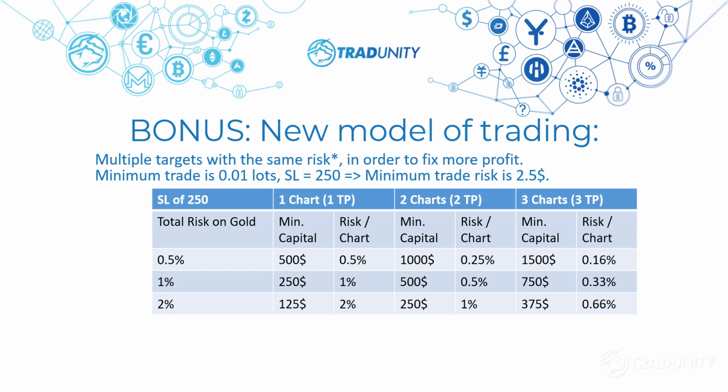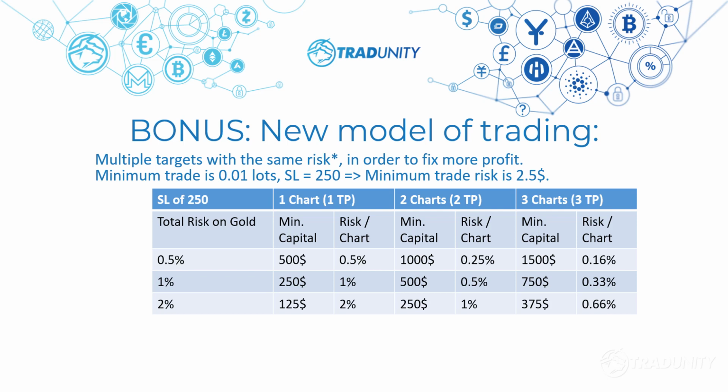So at 1%, if you want one chart, you will have all the 1% on that chart. Your minimum capital is $250. At 2 charts, you have $500 minimum capital and 0.5% per chart. At 3 charts, you have $750 as your minimum capital and 0.33% per chart.